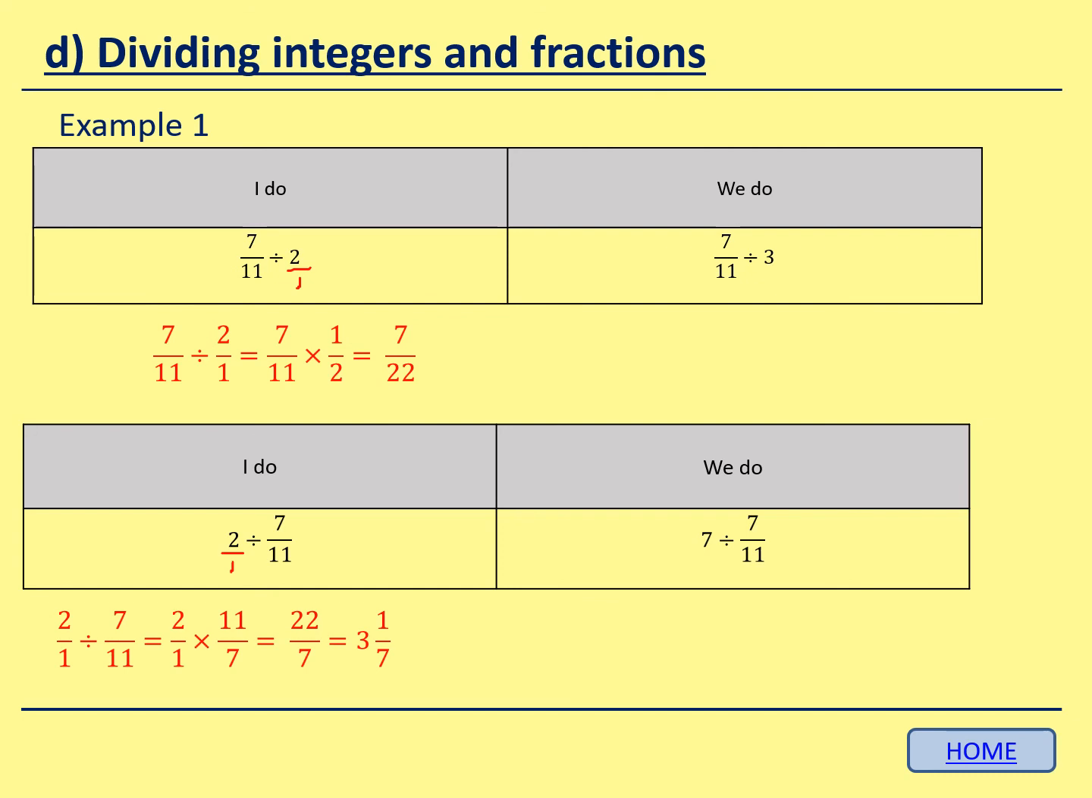Okay, you pause the video and then I'll show you the answers. So you should have got 7 over 33 and the whole number 11, because it's 3 over 1, so 7 over 11 times 1 over 3 is 7 over 33. This one, the 7 will cancel with the 7, so 11 divided by 1 is 11.